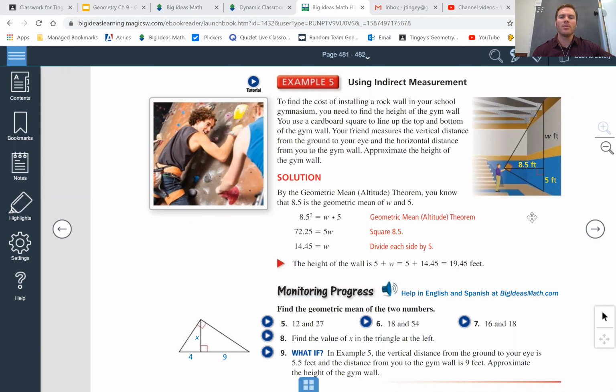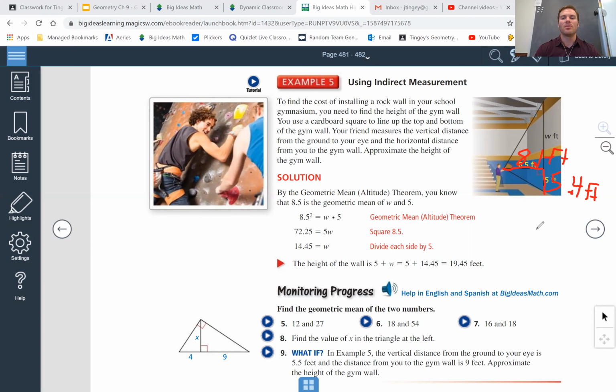All right. The vertical distance from the ground to the eye. So his eye is looking at, it's this line here. So from the ground to his eye is 5.4. Here it says 5, but it's now 5.4 feet. And the distance from the gym wall from you is 8.1 feet.